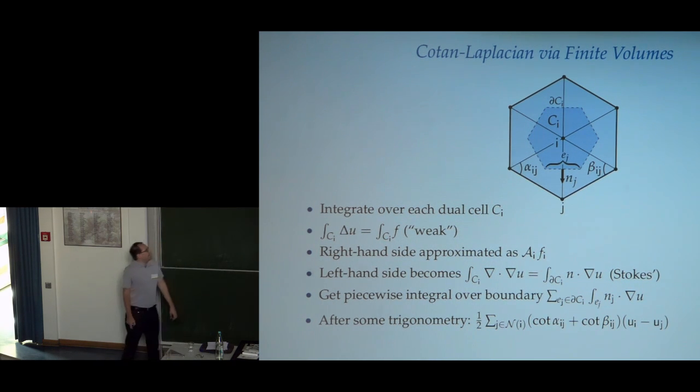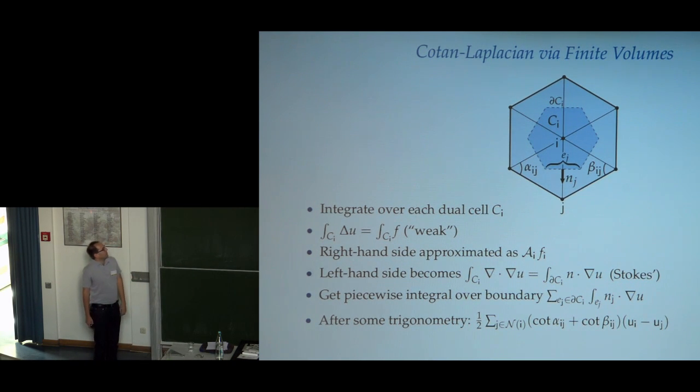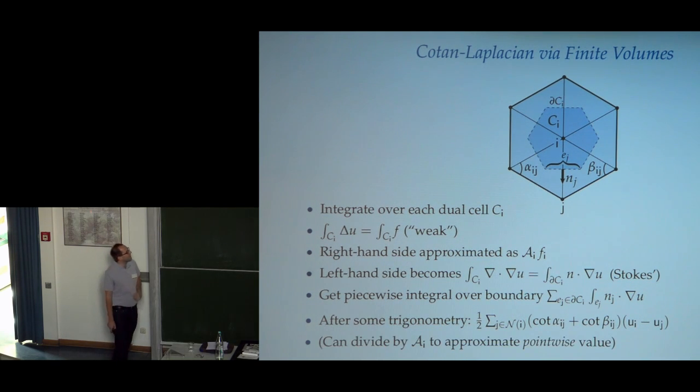And finally, you get that the left-hand side, the approximation of the integral over the cell of the Laplacian of u, is equal to this formula that has this sum of the cotangents times the difference of u's. And now this is equal to ai times fi, so we get fi just divided by ai. And that's where the 1 over area term comes in, that's in front.